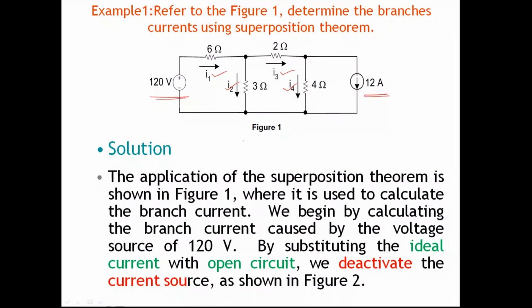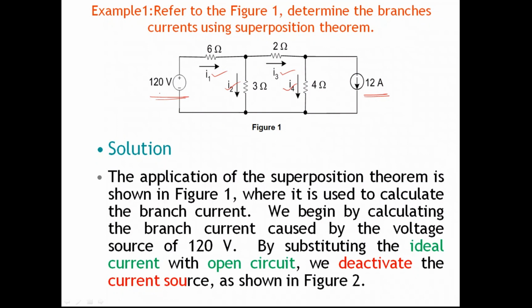Generally, if I ask you to find the branch currents, there are two methods. One is mesh analysis or nodal analysis. By using mesh analysis or nodal analysis, you can find the mesh currents or nodal voltages, and from that we find the branch currents. That is one way we have seen so far. Now, in the case of the superposition theorem, how do we find them without applying mesh and nodal analysis?